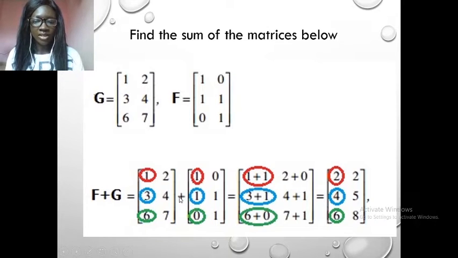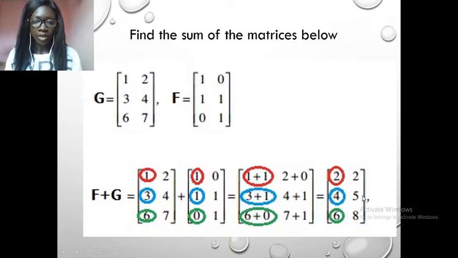Now, still on the second row and second column, we have 4 in the first matrix, and in the second matrix we have 1. Just follow my cursor so you understand better. So we have 4 plus 1. You can see that our answer corresponds to what we are adding. Anyone you add, your answer must be in that cell, in that line. So we have 4 plus 1, which is 5.